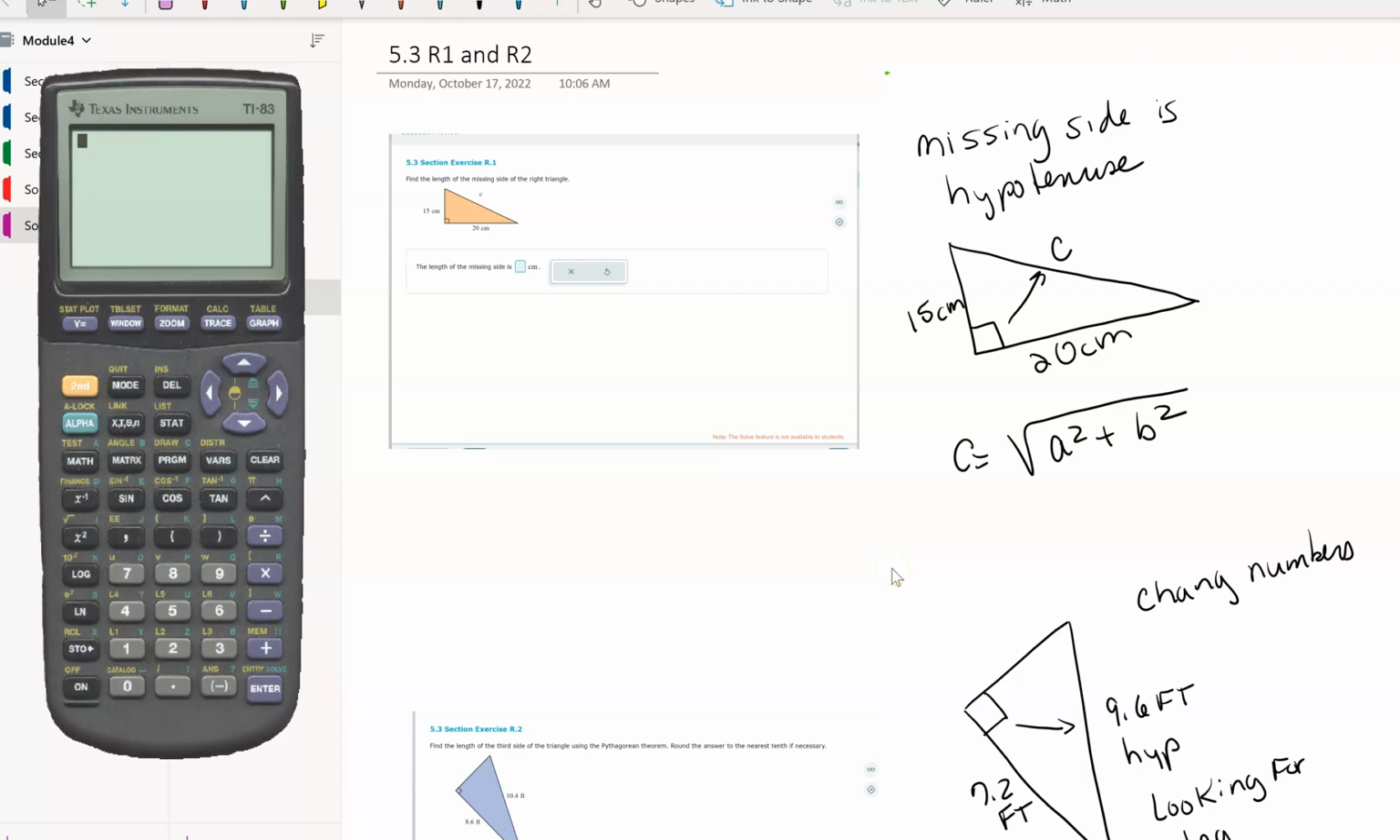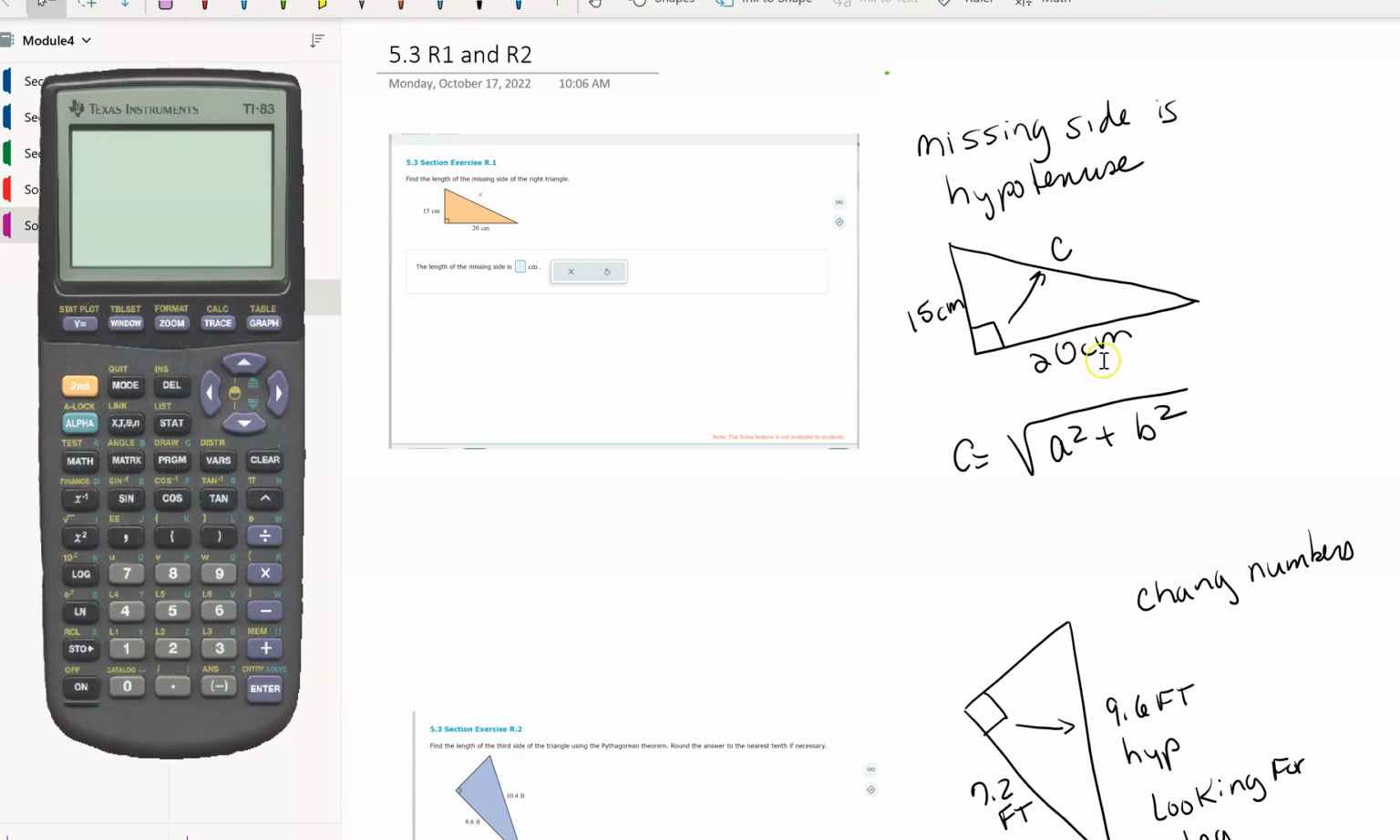This is 5.3, R1 and R2. I'm not going to go through the solving of R1, but I'll get you started on it. Again, finding the missing side. So I pulled this out a little bit, and right across from the right angle is C, which is the hypotenuse, and the other two legs are 15 and 20 centimeters.